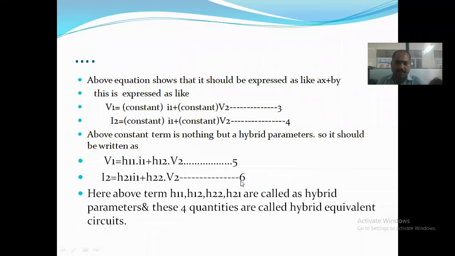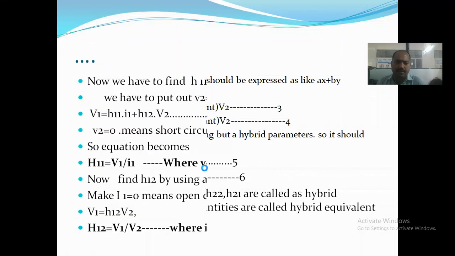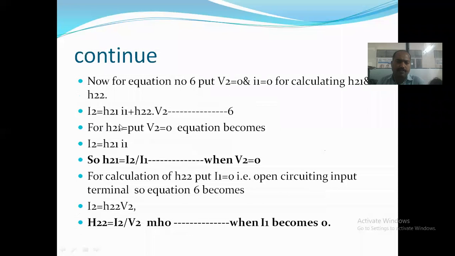This is the I2 equation: I2 equals H21 I1 plus H22 V2. To find out H21, we have to make the other parameter, which is a voltage, equal to 0. So for finding this one, we have to make V2 equal to 0.